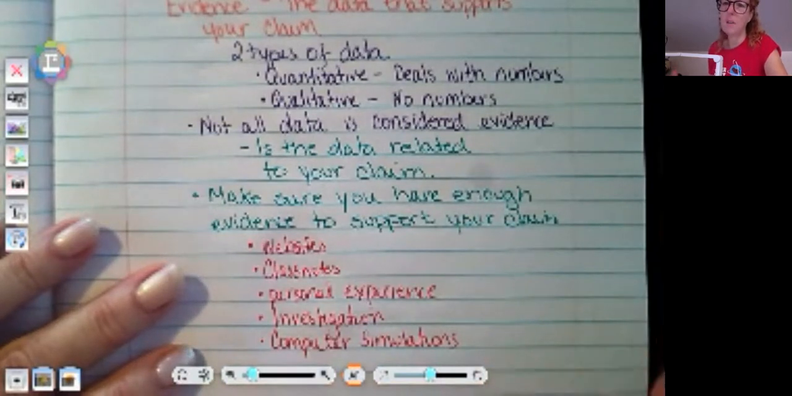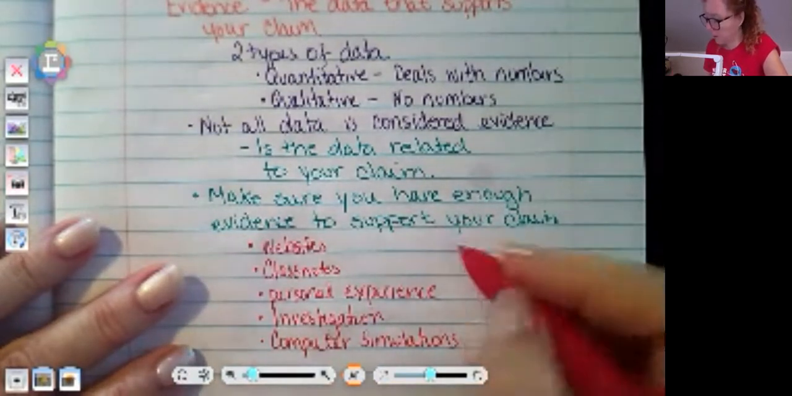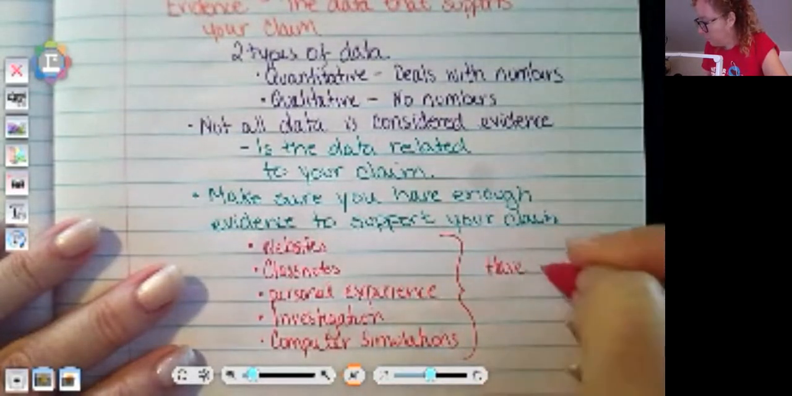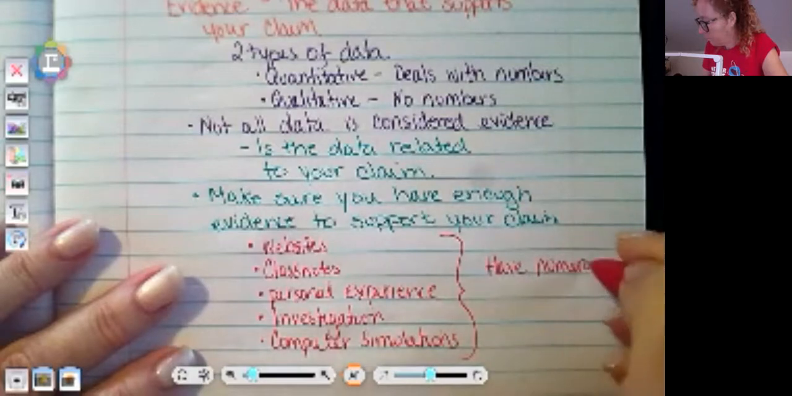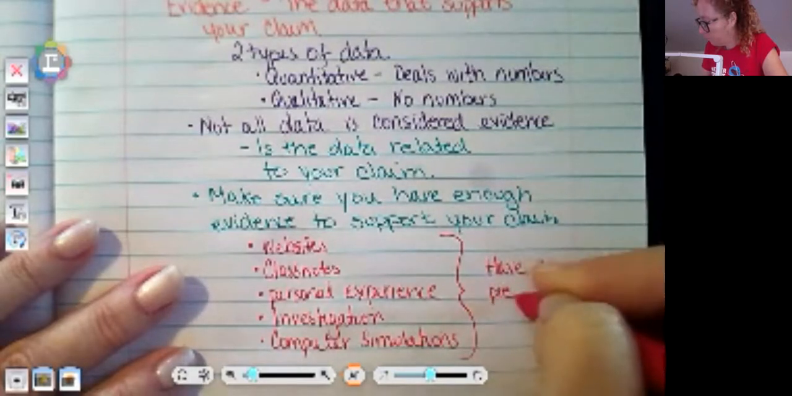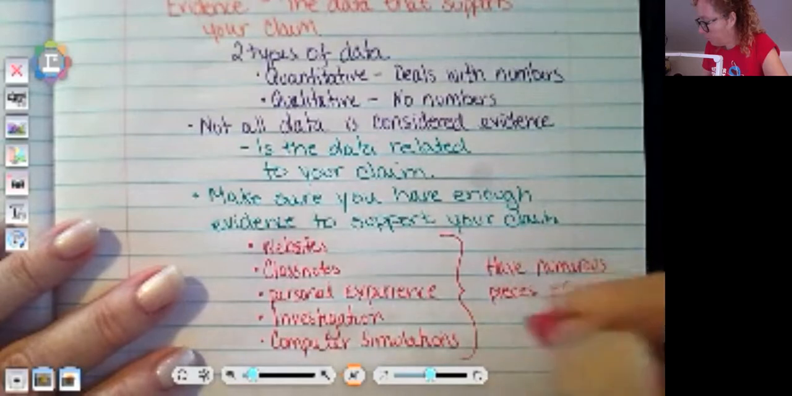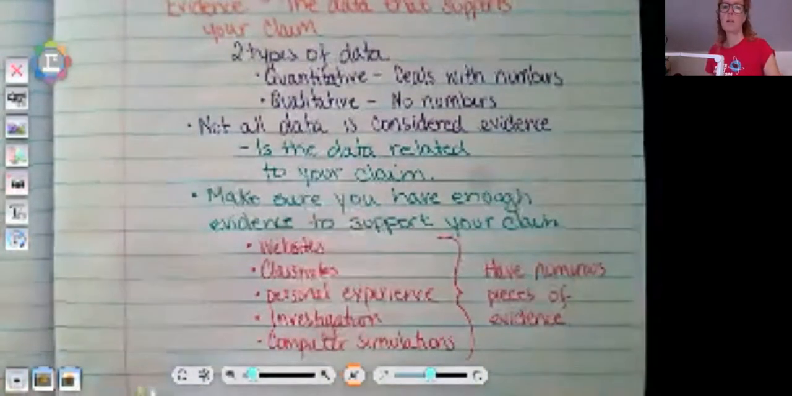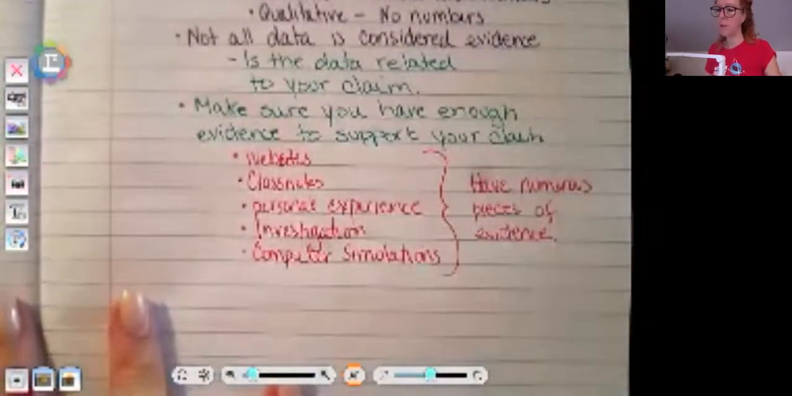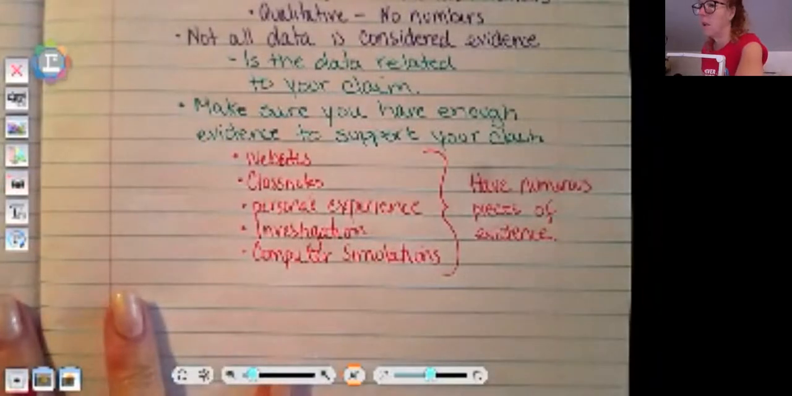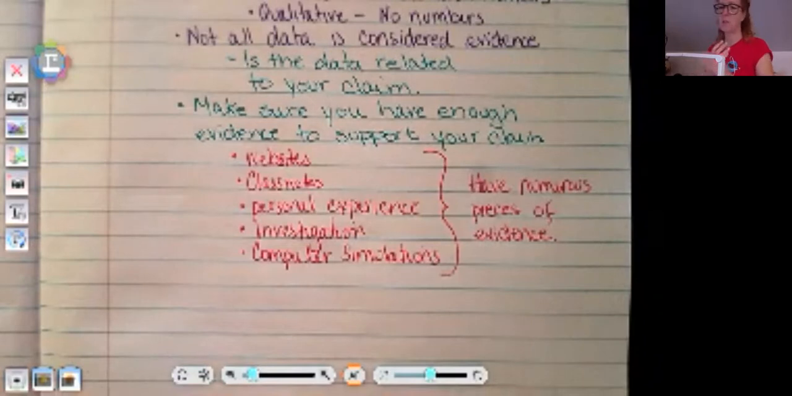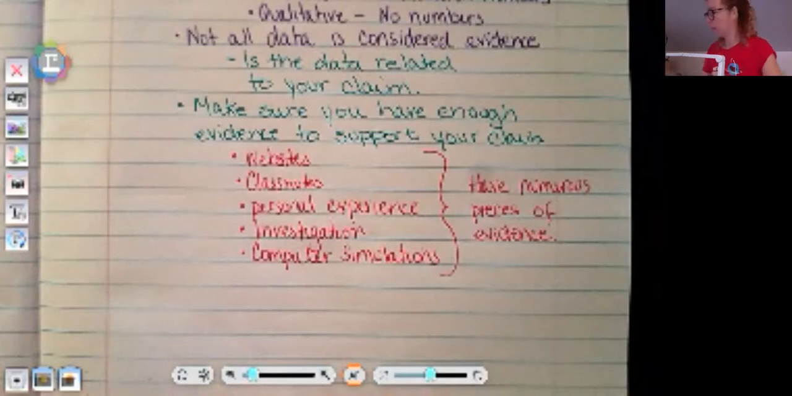You need to have numerous pieces of evidence to support your claim. Okay, it's just not one and done. We need more than that. So let's think about a checklist. What are some things you should have when you are collecting and writing your evidence?